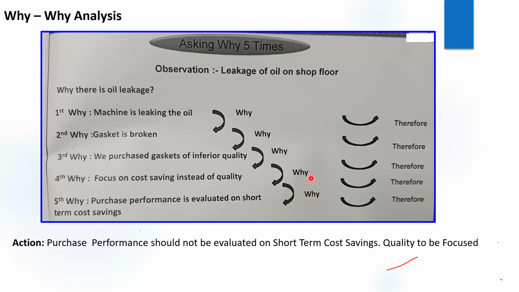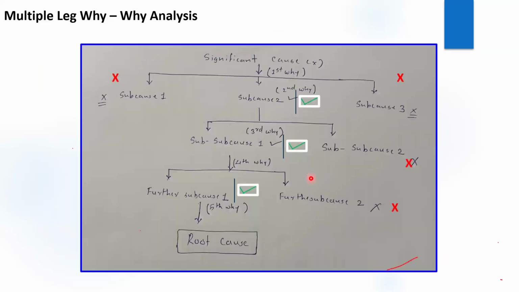But this is a very simple why-why analysis. This is a multiple leg why-why analysis, which I think we can skip because most of the time for significant causes, when you ask the first why, there will be lots of subcauses, not a single subcause. Here only one. For example, here may be three. So again, you need to go to Gemba and check. So this is not the cause. This is not the cause. This may be the cause because yes, I checked on Gemba.